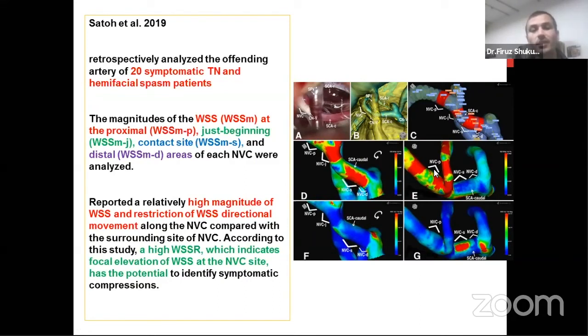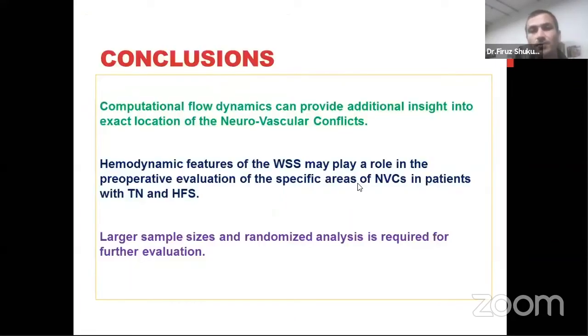According to this study, a high wall shear stress ratio, which indicates focal elevations of wall shear stress at the NVC site, the compression site, could have the potential to identify symptomatic compressions. In conclusion, we can say that computational fluid dynamics can provide additional insight into the exact location of neurovascular conflict. And the hemodynamic features of wall shear stress may play a role in the preoperative evaluation of specific areas of conflict in patients with trigeminal neuralgia and hemifacial spasm.